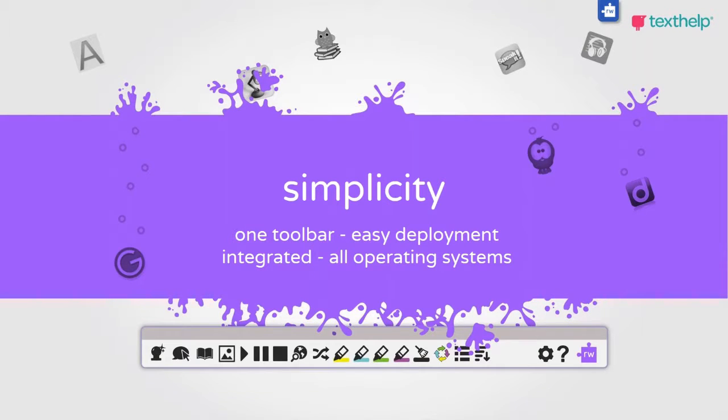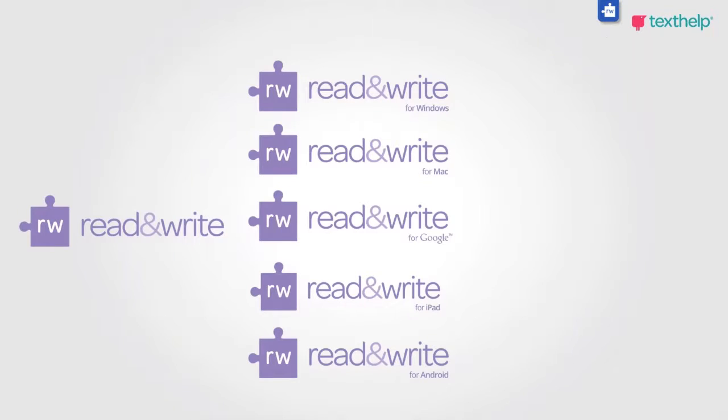Read and Write is a toolbar that appears on your screen for whichever device you're using. It's one toolbar across all environments, easy to deploy and integrated within the learning environments provided for our students, and is compatible with all operating systems. Read and Write is available for Windows, for Mac, for Google Chrome, for iPad, and for Android tablets.